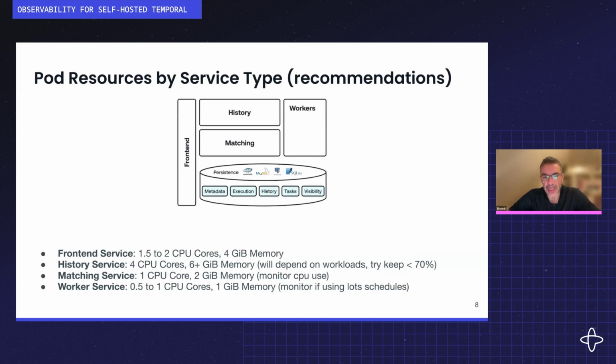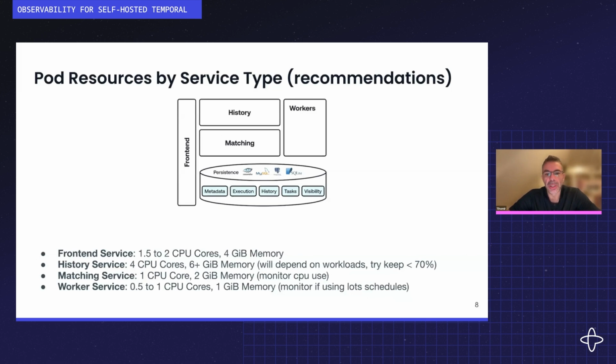History service is probably the one service where you have to look out the most, with 4 cores and 6+ gig of memory. There is a quote here that will be important later: the memory utilization of history service is going to depend a lot on the workloads you're running on your Temporal cluster, and we will show some metrics later on, and also some dynamic configs, on how to help and limit that so you don't go over your allocated memory.